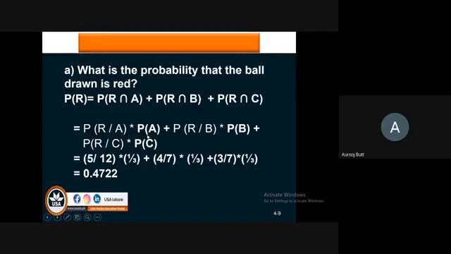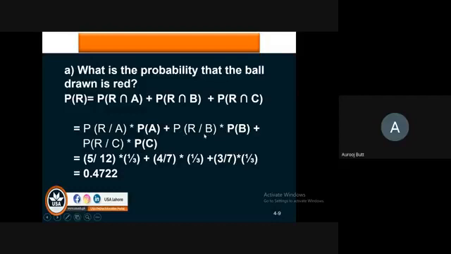Then comes probability of an event A. Now what does probability of an event A mean? Now we have a total number of boxes, that is equal to 3, and you need to compute the probability of an event A. Event A means box A, that is equal to 1, because you have one box of A. So 1 by 3 is the probability of an event A. Then comes plus probability R given B into probability of B.